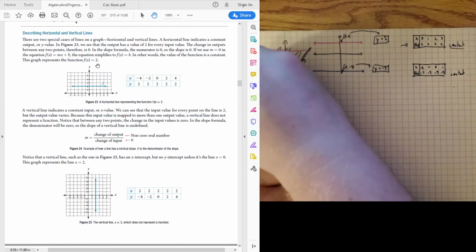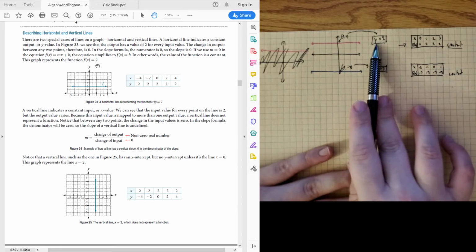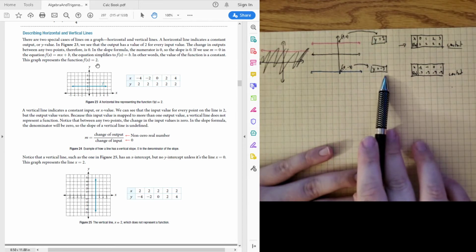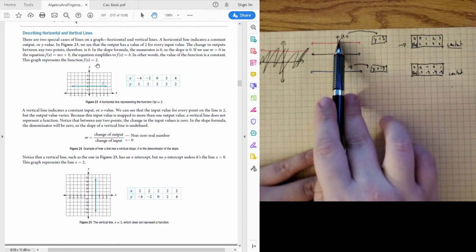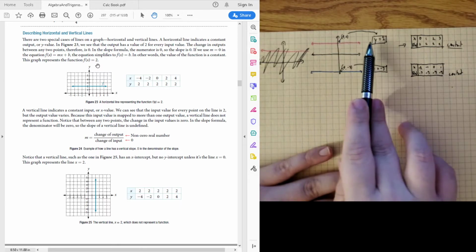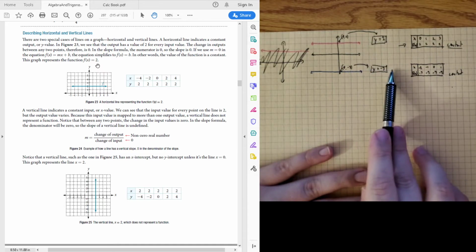Okay, vertical. Before we go on, look at our 2. Horizontal lines always have this form, y equals 2, y equals negative 3, and we can determine the number by looking at where they cross the axes. So, it crosses the axes at 0, 2, so it's y equals 2. It crosses the axes at 0, negative 3, y equals negative 3.